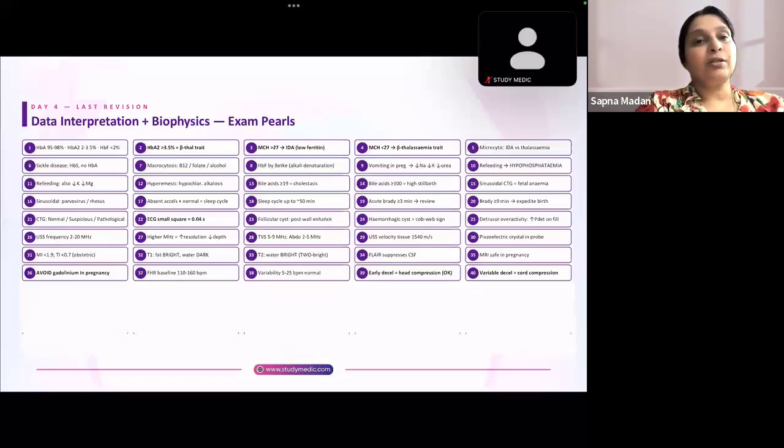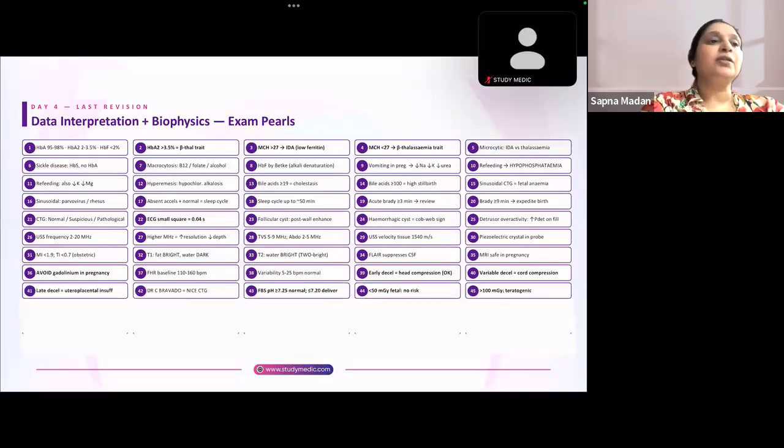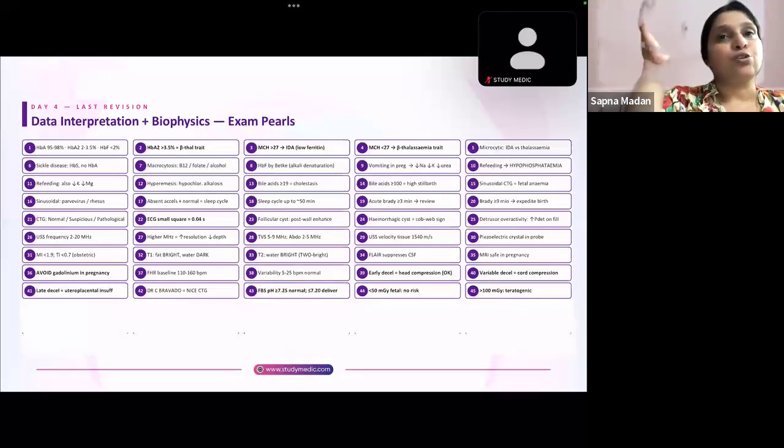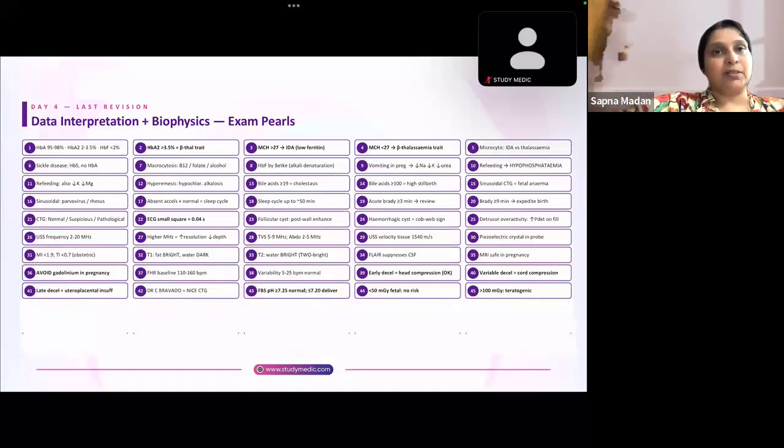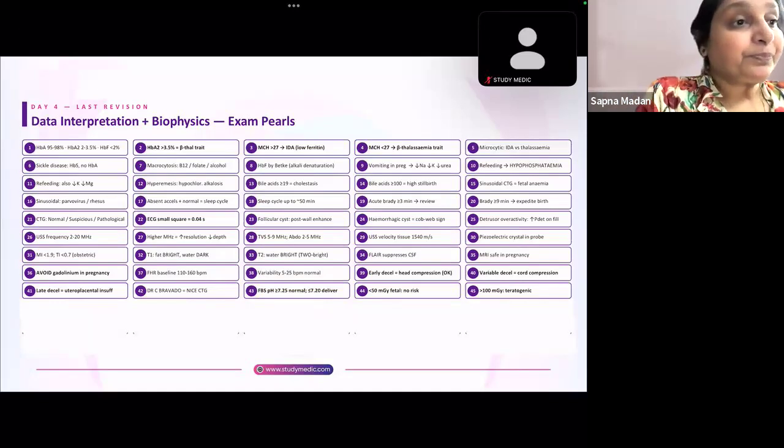Early deceleration, head compression. Variable deceleration, cord compression. Late deceleration, uteroplacental insufficiency. So, VEL: variable, early, late. I find that very interesting. In case you forget it in the exam because of the stress, remember VEL. Late deceleration is uteroplacental insufficiency.